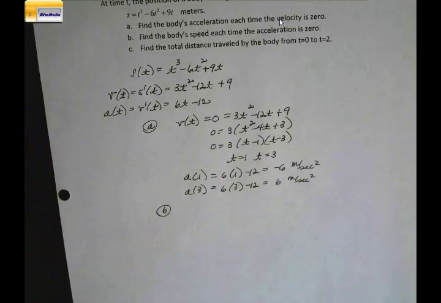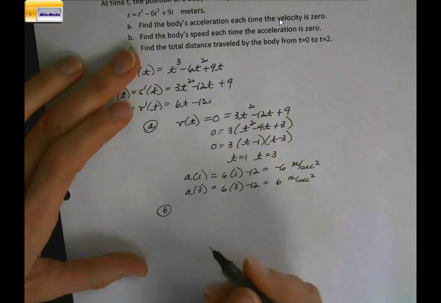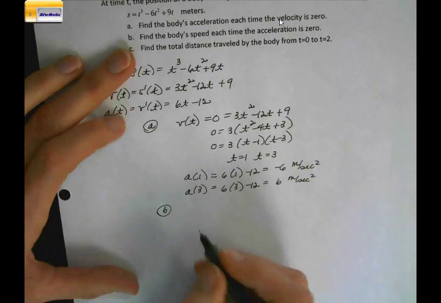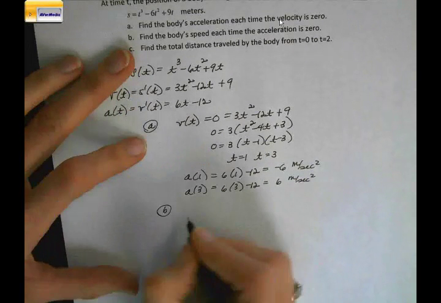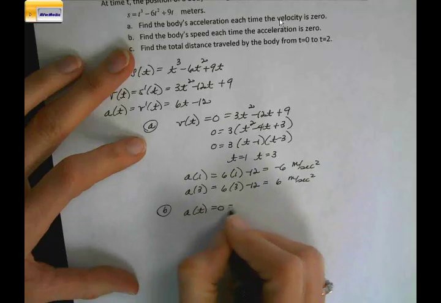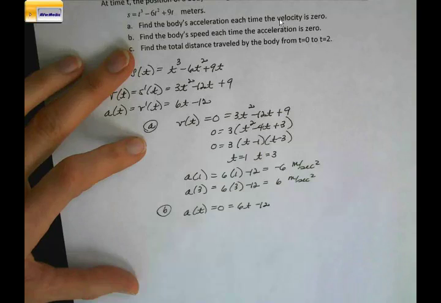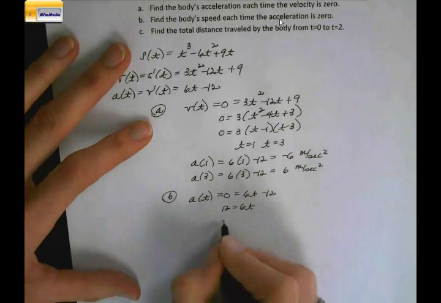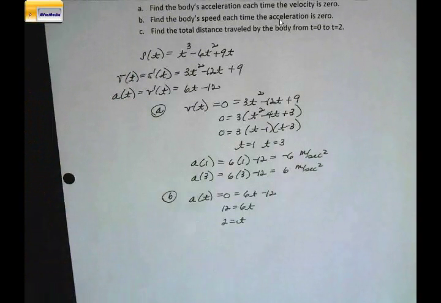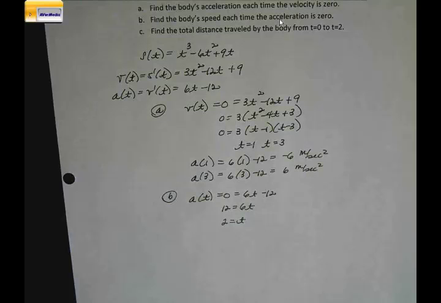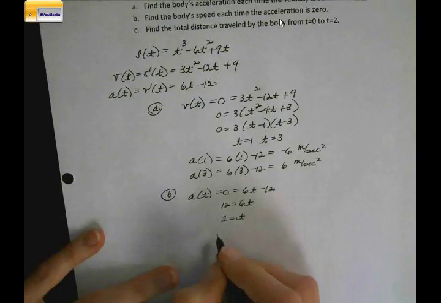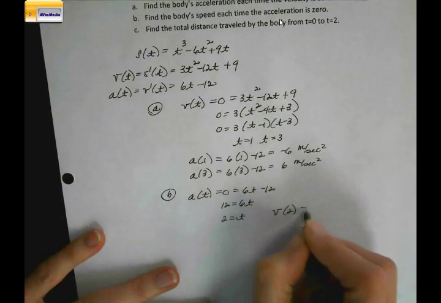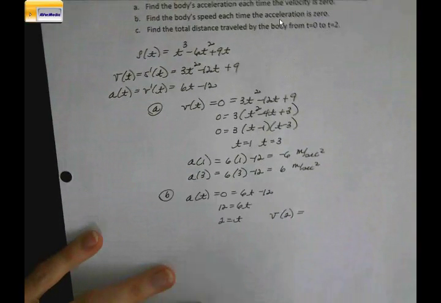Part B says, find the body's speed each time the acceleration is 0. Okay, that means the speed is constant. If there's no acceleration, your speed is constant. So we've got to figure out when the acceleration equals 0, which means when does 0 equal 6t minus 12? Well, this occurs when t is 2. So at 2 seconds, the acceleration equals 0. So the speed at 2 seconds means find the absolute value of velocity. So the goal is to find the velocity at 2 seconds and then take the absolute value of it.